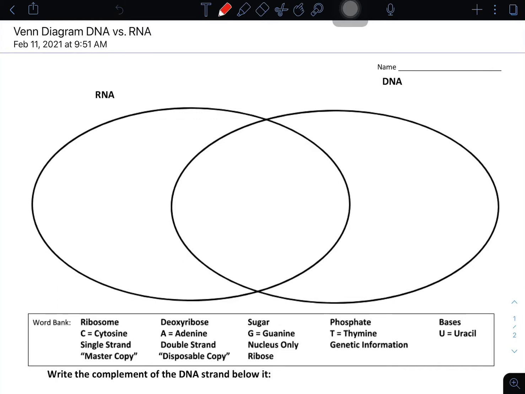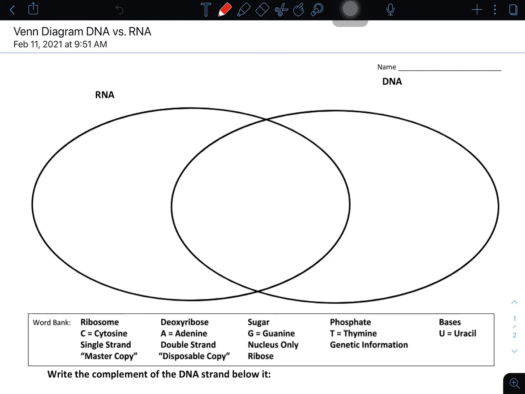Hey everyone, we are going to go through this Venn diagram together. When you are done, make sure you take a picture of your completed Venn diagram and submit it into Canvas. This is for cohort B. This is one of your virtual day assignments for the weekend.